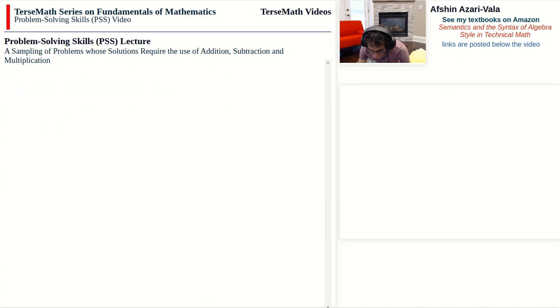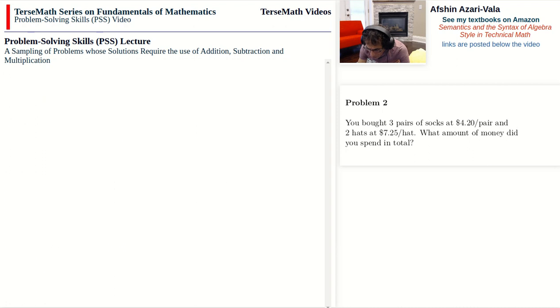Now problem number 2 is also a very easy problem. It says, so for practice, a bit more practice with easy problems, you bought 3 pairs of socks at $4.20 per pair and 2 hats at $7.25 per hat. What amount of money did you spend in total?